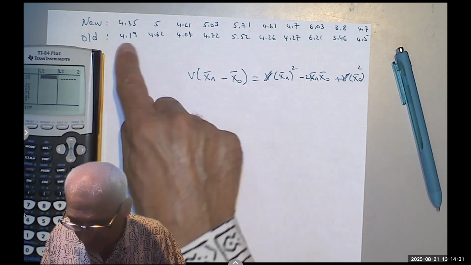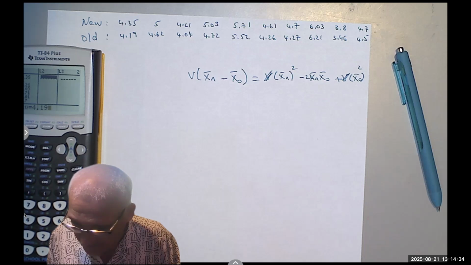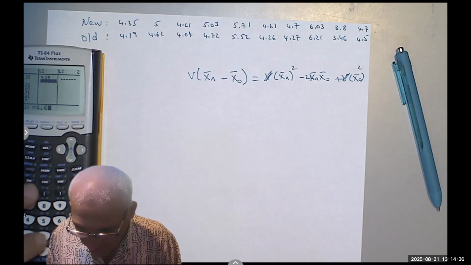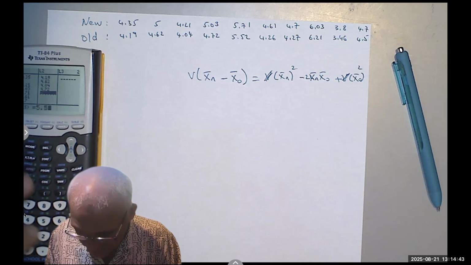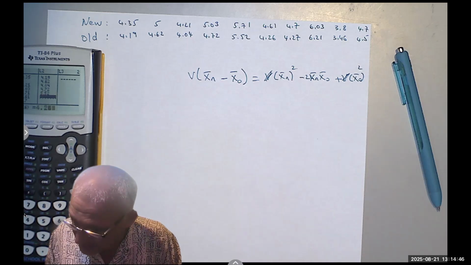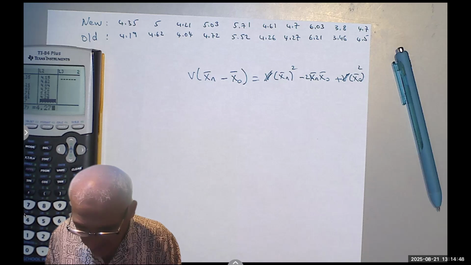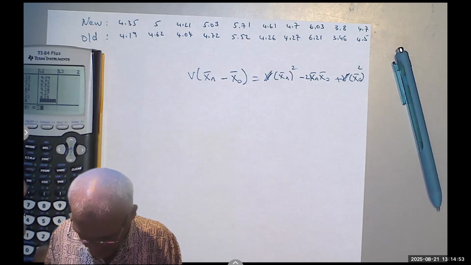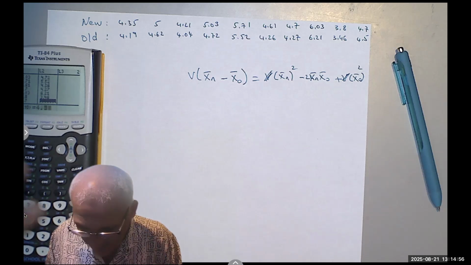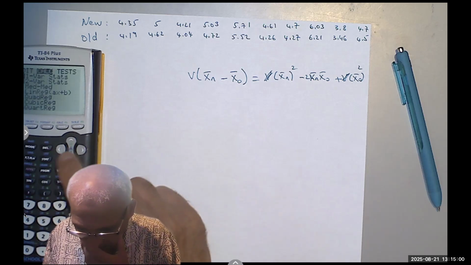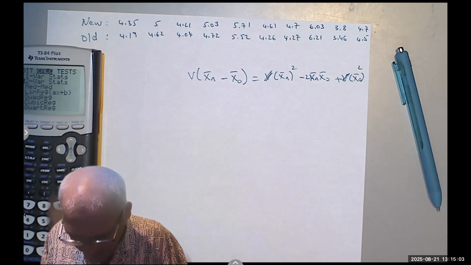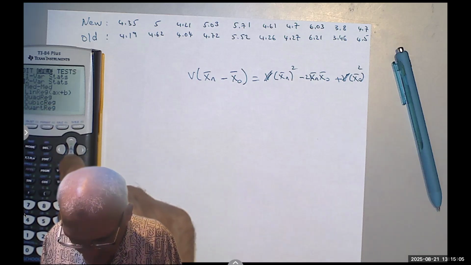The second sample, which is the old, is 419, 462, 404, 472, 552, 426, 427, 621, 346, and 4.5. So now if I go and do, no, I don't think it does that, right?